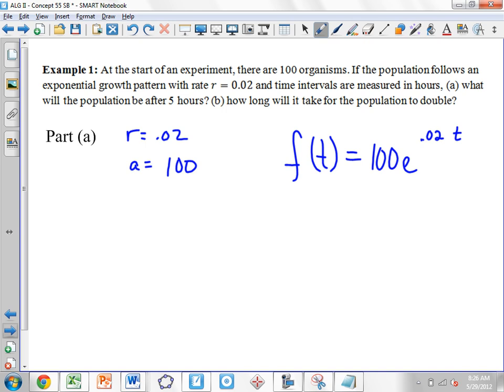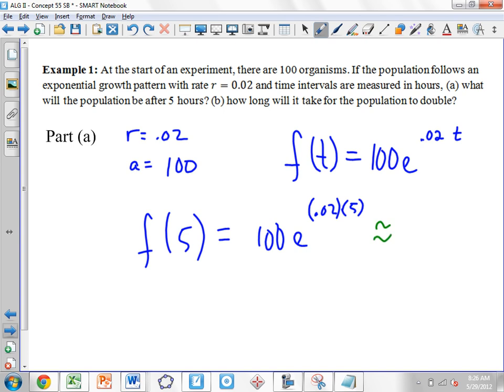So for part A, what are you going to plug in for t? So we're doing f of 5. And we get 100 times e to the 0.02 times 5. Is it negative? Let's see. It says follows an exponential growth pattern. So when it's growth, it is positive, positive, positive. When it's decay, it's negative. What do we end up getting here? Round to the nearest organism.